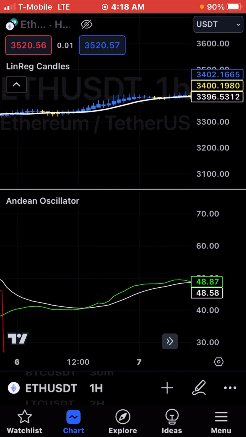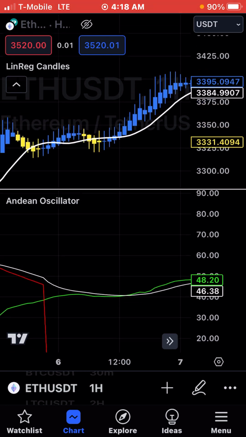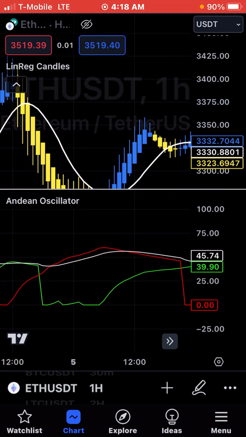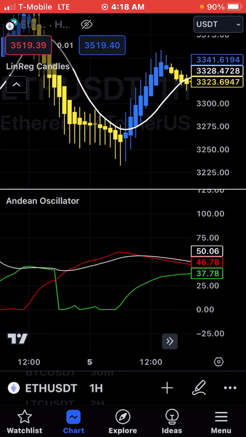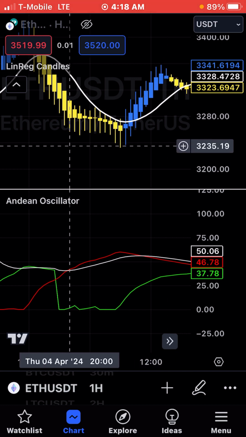Let's look at a couple other examples. First, we want to look at it doing it in the Andean Oscillator and seeing if we could find it. So right here we see the red line crossing through.